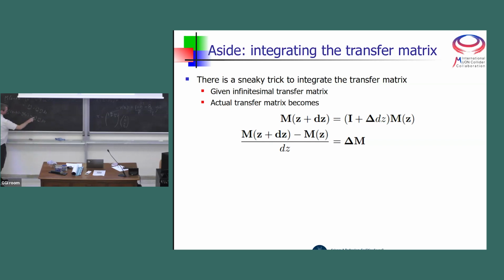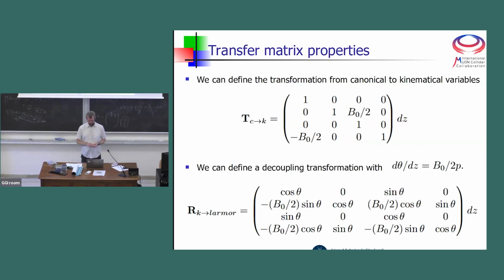Subtract this off, and then you have this expression here. Take the dz down to this side. So this is dM by dz is equal to delta times M. And that lets you integrate. The initial condition is that your transfer matrix from 0 to 0 is the identity matrix. So that's your initial condition. And once you have that, then you can integrate this expression out. Okay. So how are we doing?